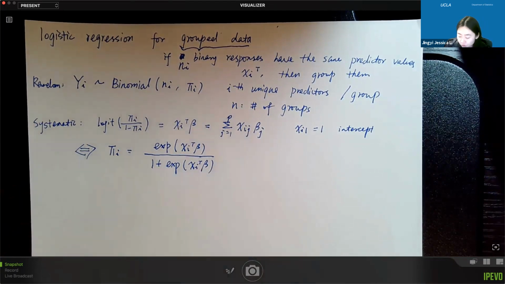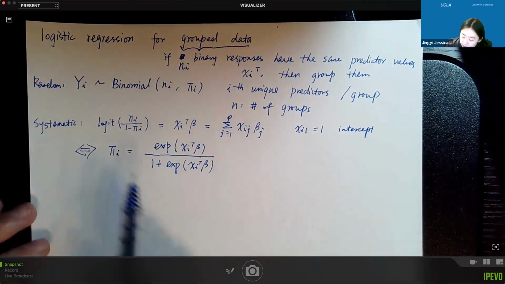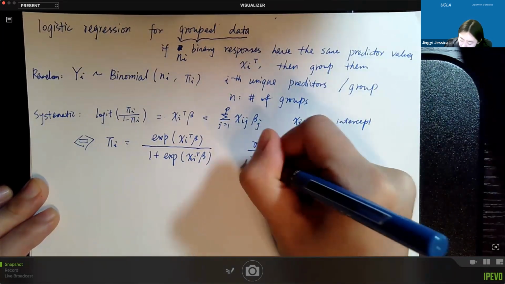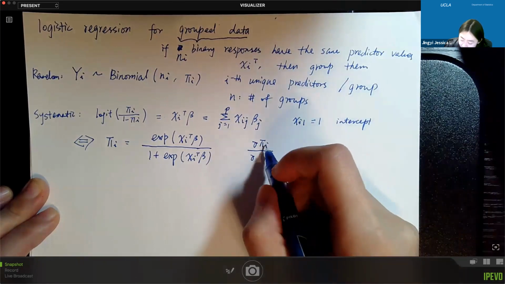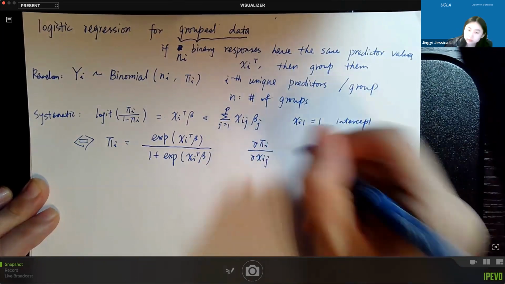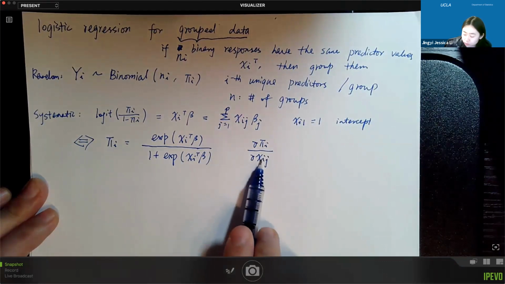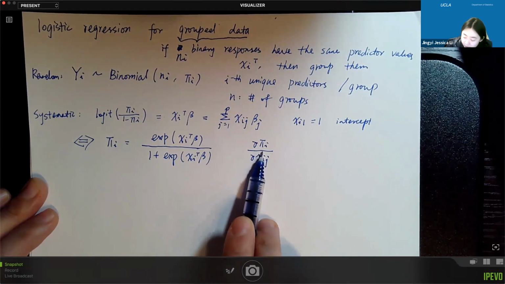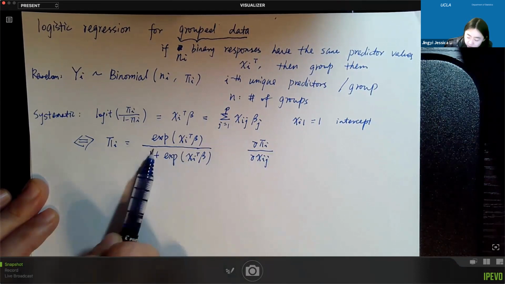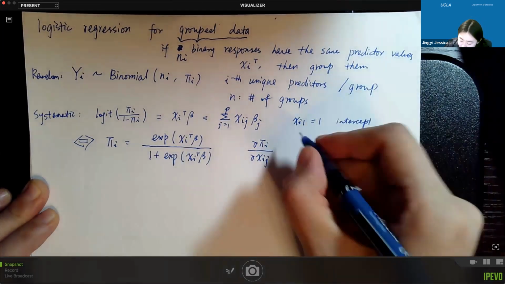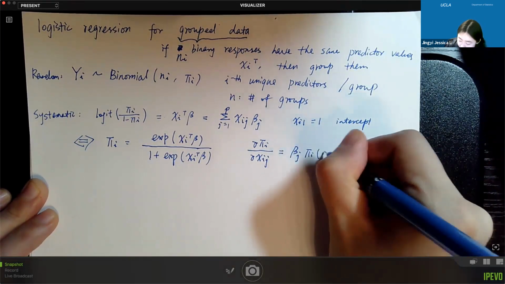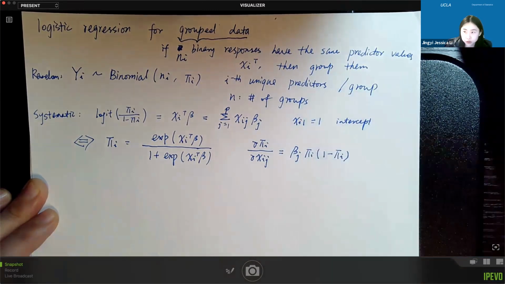So if I want to evaluate how much the jth predictor contributes to changes in pi i, I can do this. That is the partial derivative of pi i against xij. So this is about if I change my xij a little bit, how much will the corresponding pi i change? And based on this formula, we do the partial derivative, and we will be able to see this is equal to beta j times pi i times 1 minus pi i. This is for logistic regression.